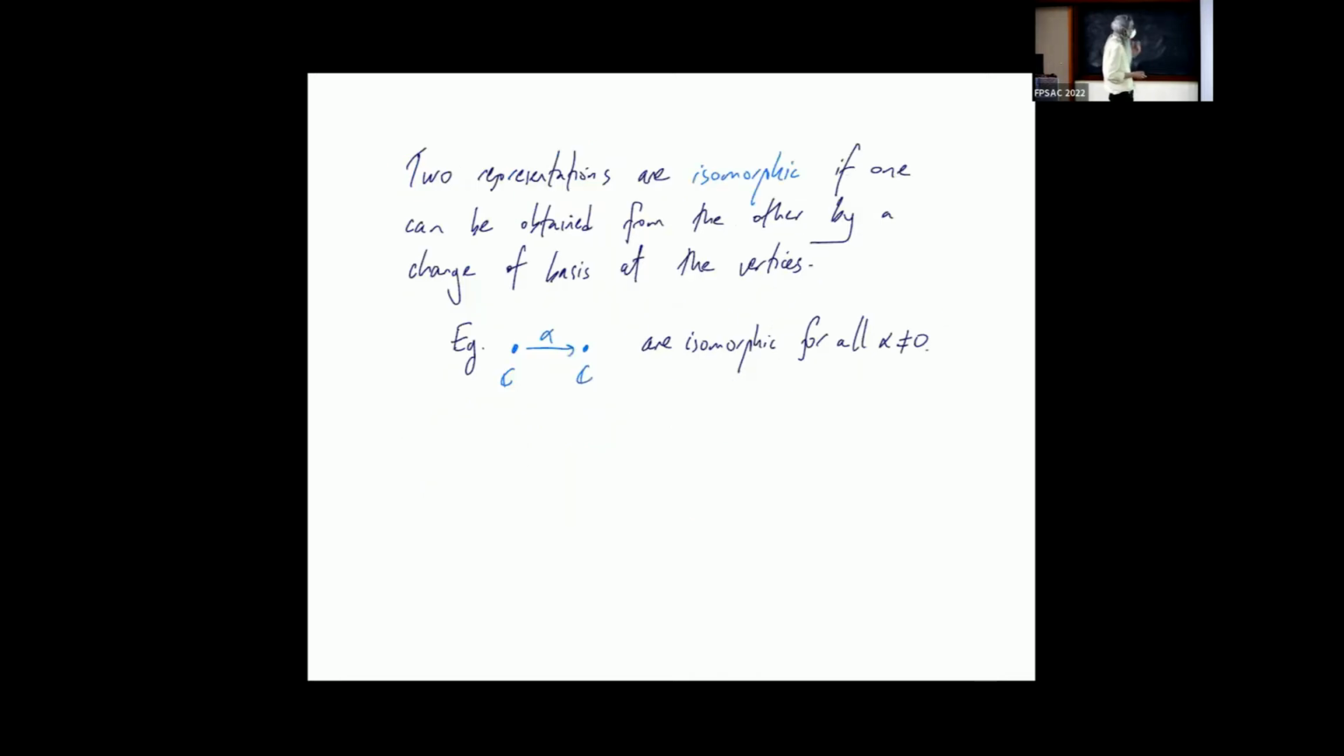Two representations are isomorphic if you can obtain one from the other just by changing bases. One important example to bear in mind is this little quiver with 2 vertices and 1 arrow. These are all isomorphic provided alpha is non-zero, because by changing bases at either vertex, I can change alpha to whatever non-zero value I like. But if I take alpha to be 0, that's not isomorphic. It's not equivalent.